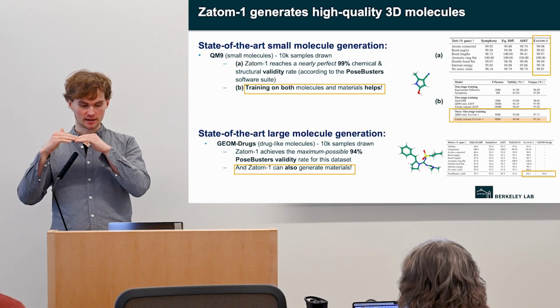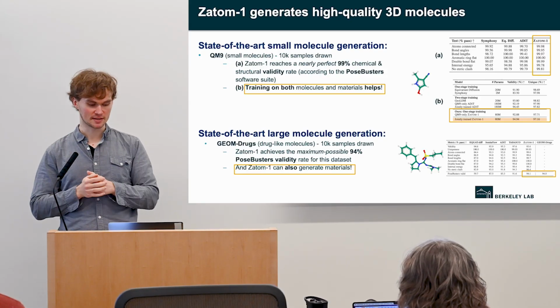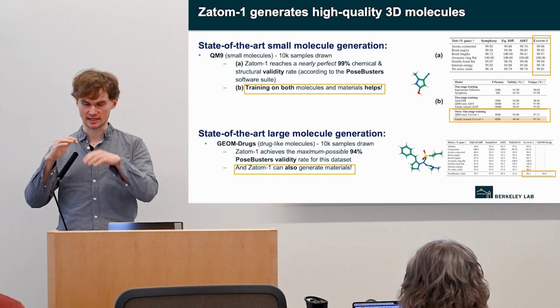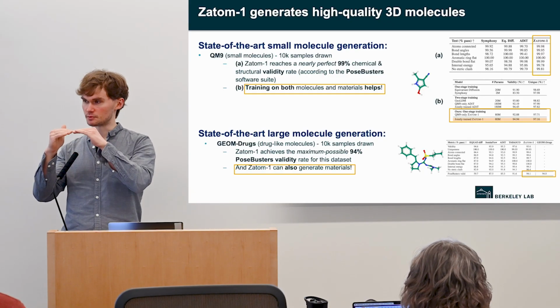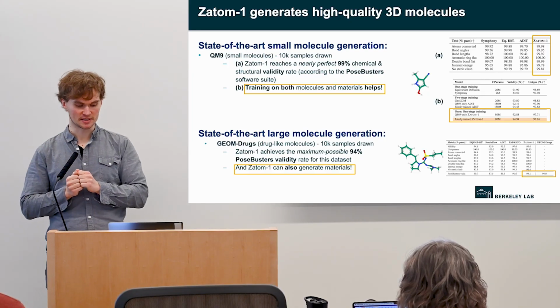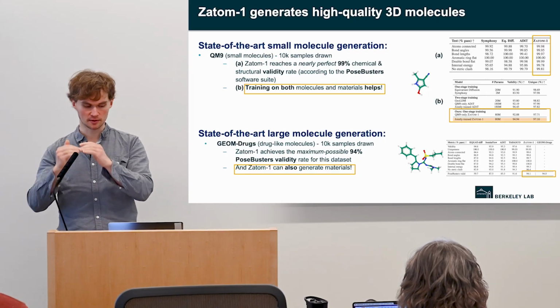So the data set itself has about a 94% PoseBusters validity rate, which is just assessing the chemical and structural validity of its molecules. And we're able to match the statistics when we train on this data set, which is a good sign. It means we're modeling that data distribution faithfully.